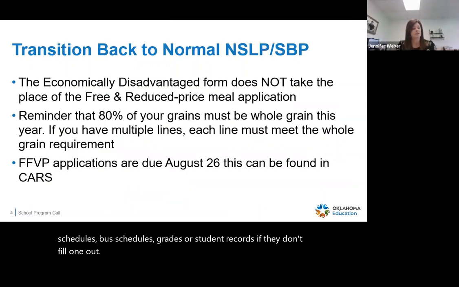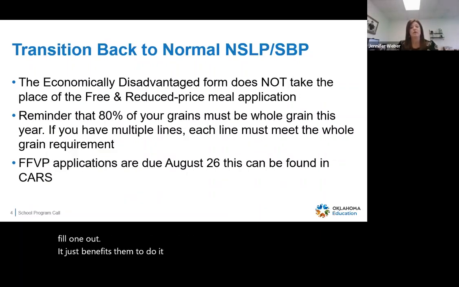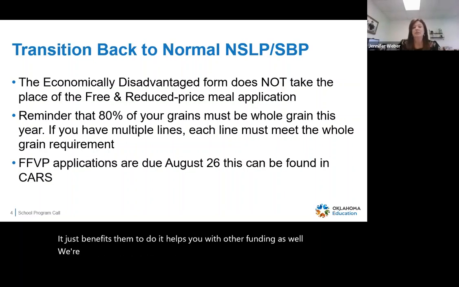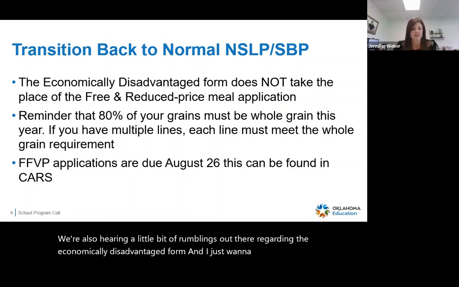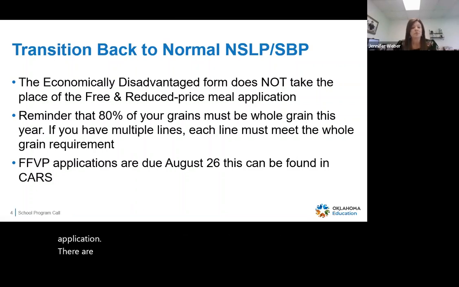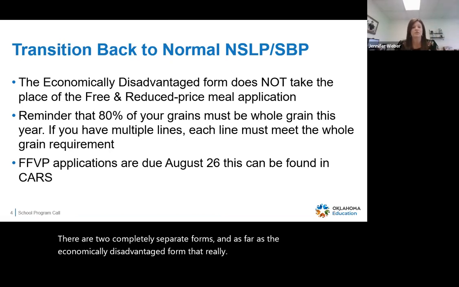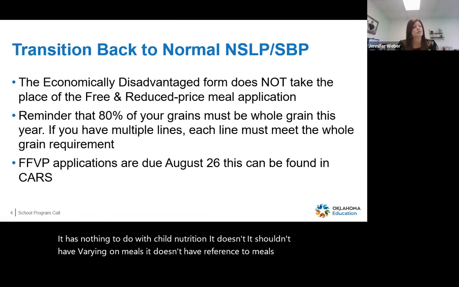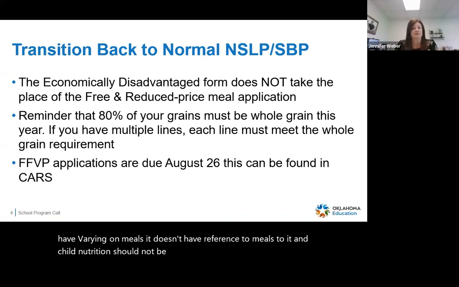It just benefits them to do it, helps you with other funding as well. We're also hearing a little bit of rumblings out there regarding the economically disadvantaged form, and I just want to remind you that that does not take the place of the free and reduced price meal application. They're two completely separate forms, and as far as the economically disadvantaged form, it has nothing to do with child nutrition. It shouldn't have bearing on meals. It doesn't have a reference to meals to it, and child nutrition should not be handling anything dealing with economically disadvantaged. I know that's probably not what the district wants to hear, but that is the true statement.